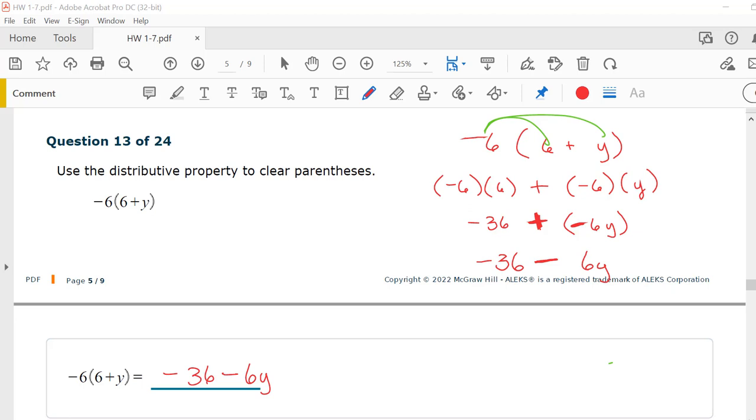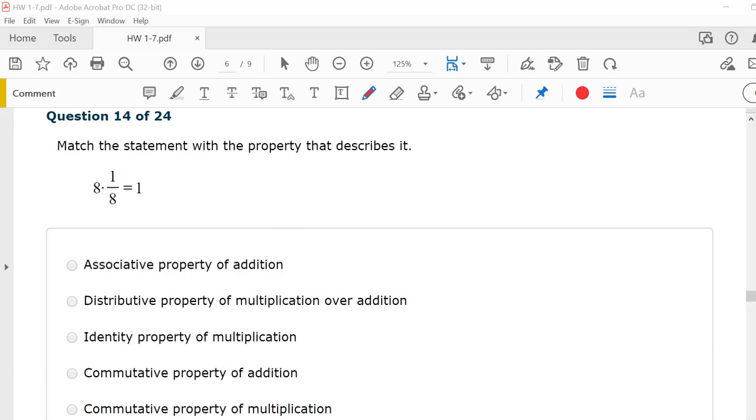Okay, number 14 says to match the statement with the property that it describes. My statement says 8 times 1/8 is equal to 1. Okay, the numbers 8 and 1/8, those are reciprocals. When I multiply reciprocals, this is really the number 8 over 1, right? When I multiply 8 over 1 times 1 over 8, I multiply straight across, I would get 8 over 8, which is 1.